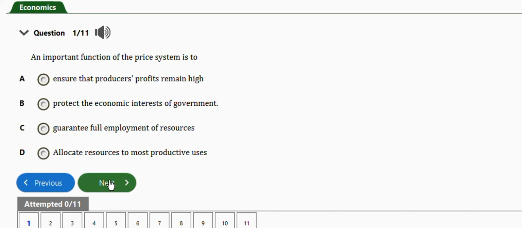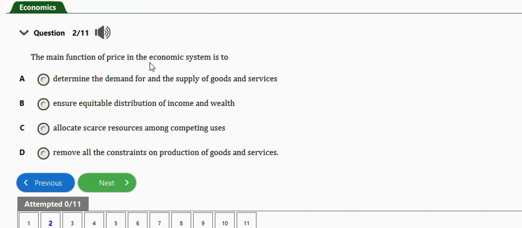Next question. It says the main function of price in the economic system is to determine the demand for and the supply of goods and services, ensure equitable distribution of income and wealth, allocate scarce resources among competing uses, or remove all the constraints on production of goods and services. The right answer is that the main function of price in the economic system is to allocate scarce resources among competing uses.